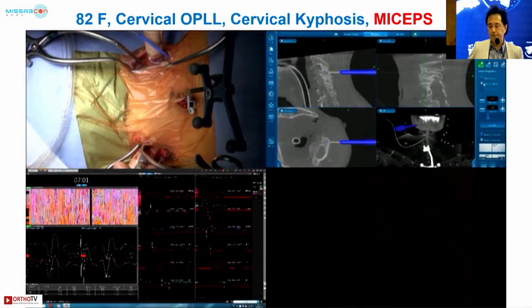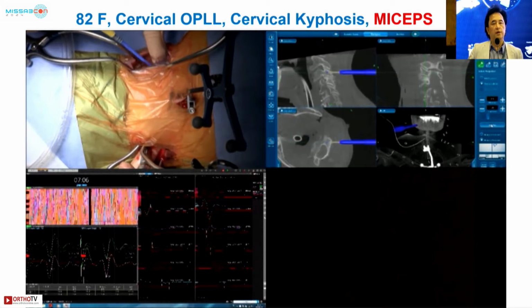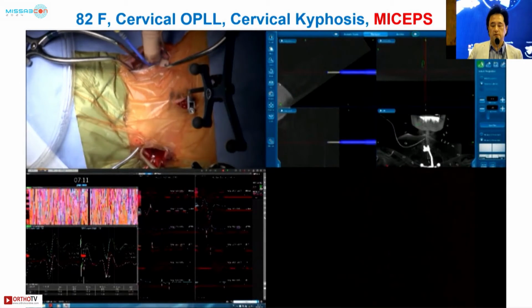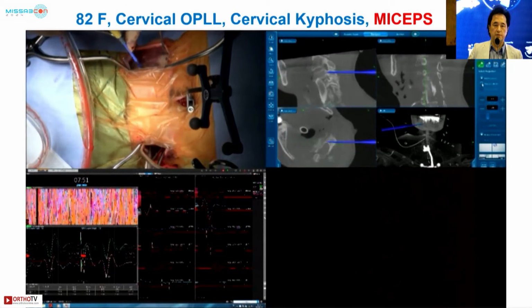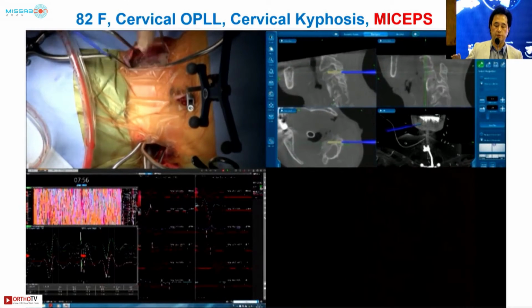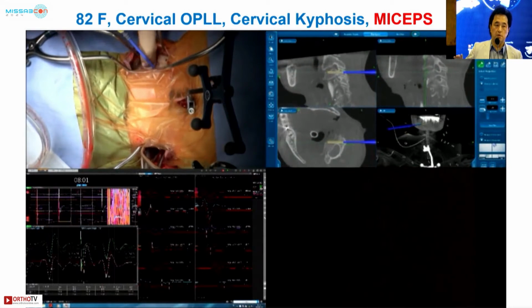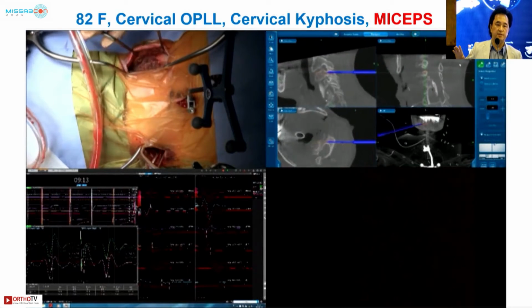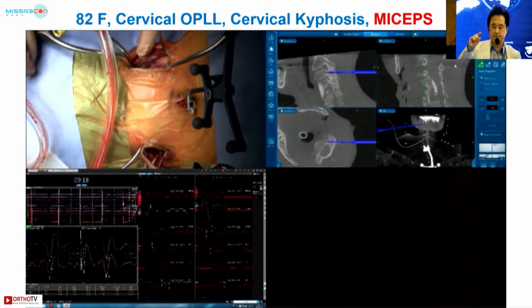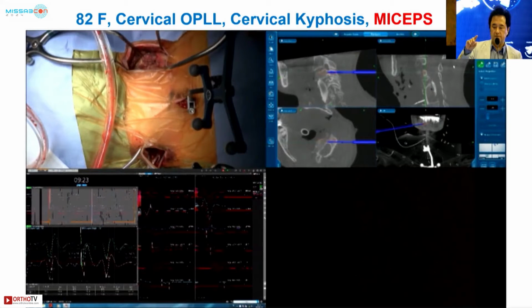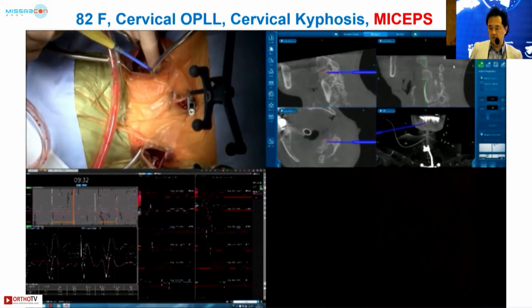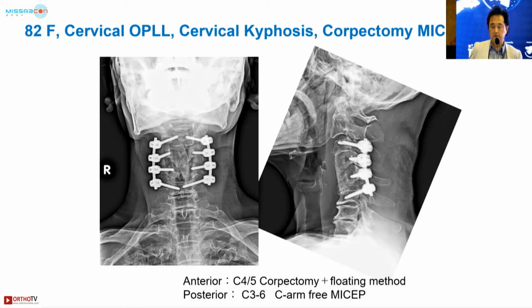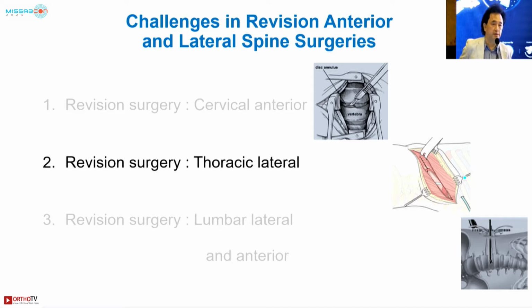After that, you need posterior fixation. It's an MIS technique. Posterolateral approach. With a CM, we can put a pedicle screw from the posterolateral approach. The most important thing is with a CM, with just a 4 centimeter skin incision, we can put a lot of pedicle screws. This is the postoperative X-ray.